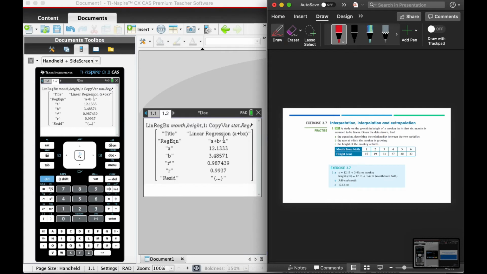Let's check to see whether our answers match the answers from the textbook. So 12.13, 3.49, and yep, we got everything correct. All I did was forget to include the units for part B, the gradient.